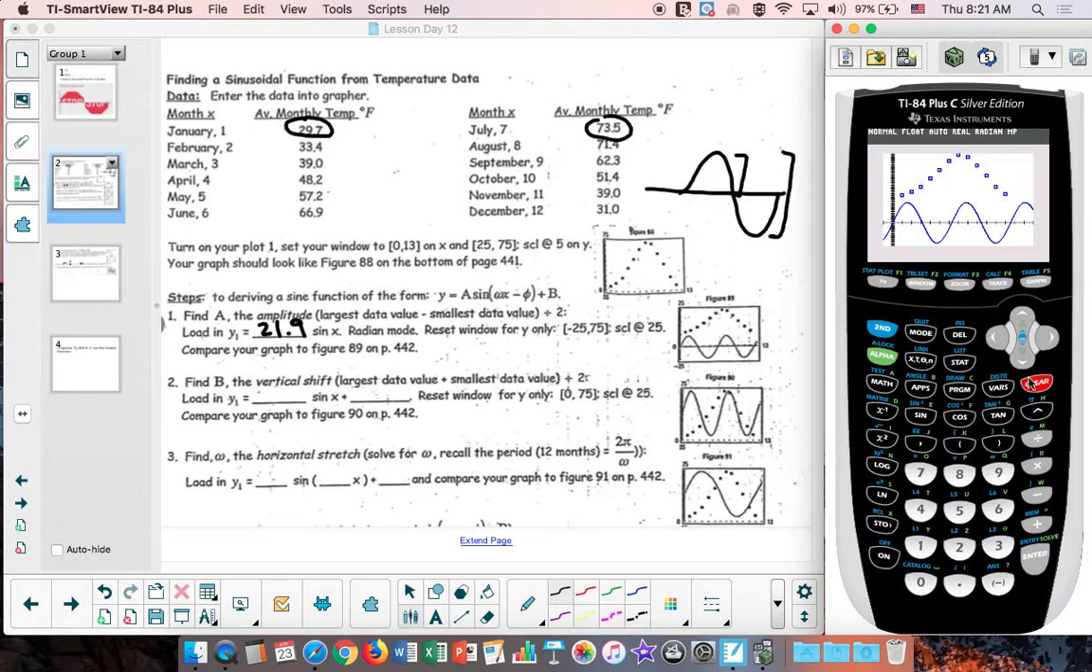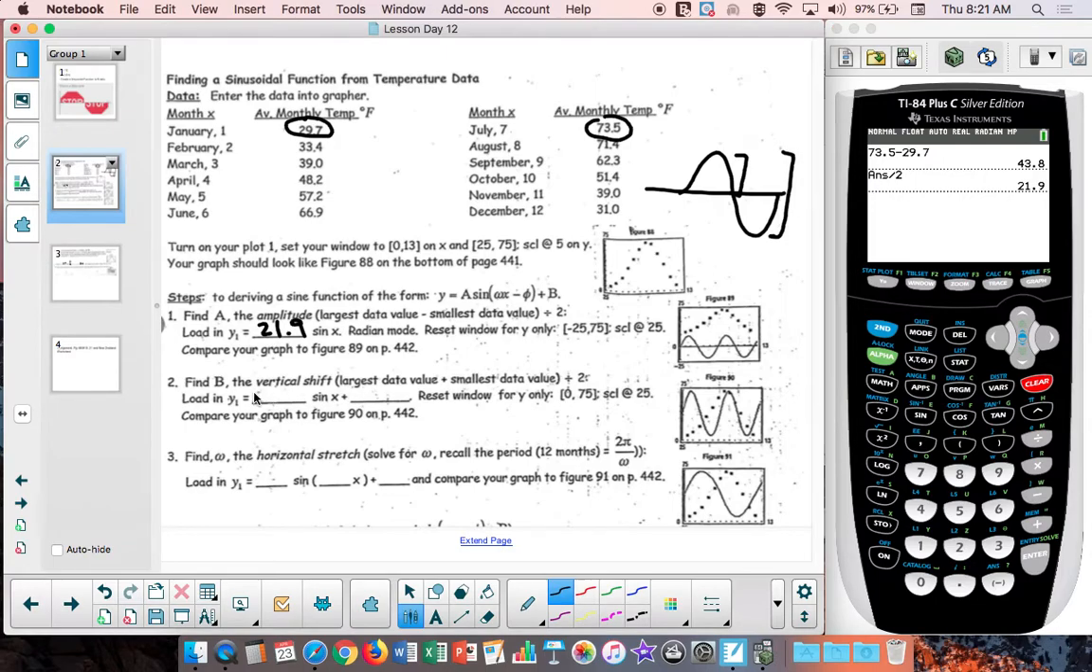So getting out of there, our next step is going to be finding the midline. So what is the average, basically? Average temperature for the entire year. And this is our vertical shift. So that 21.9 is going to stay there.